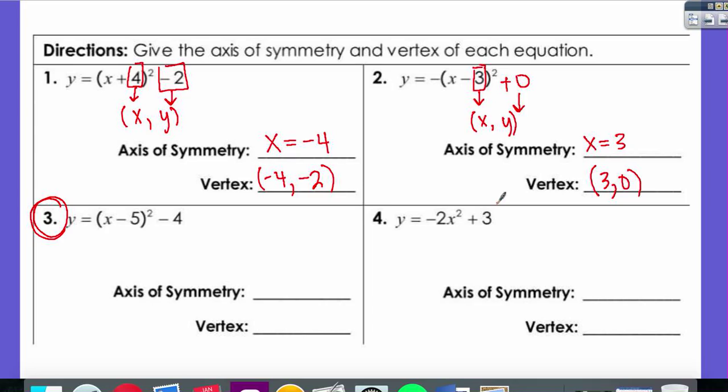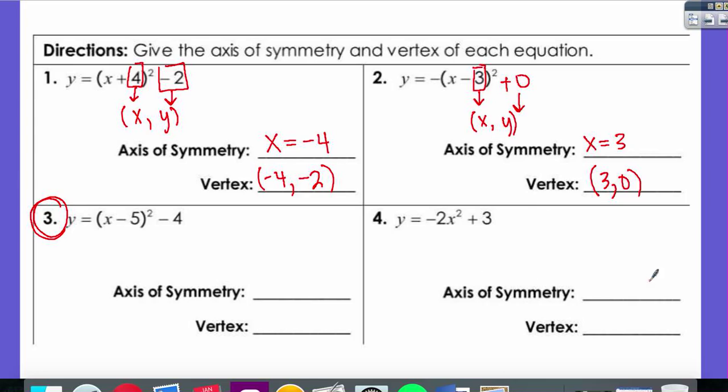And on number 4, this one is actually not in vertex form, but we should still know how to find the axis of symmetry and the vertex from this form. This is technically standard form. We just do not have a middle term, but this is standard form. So reminding you how to find this information from standard form.